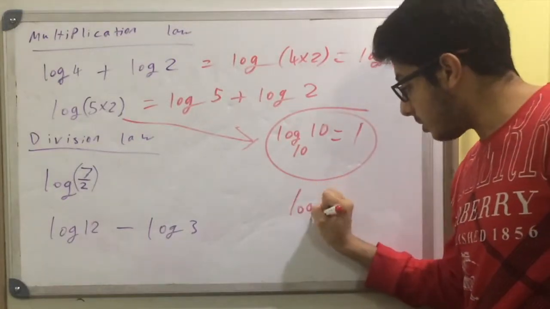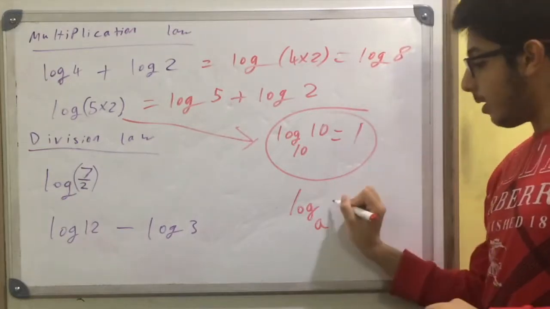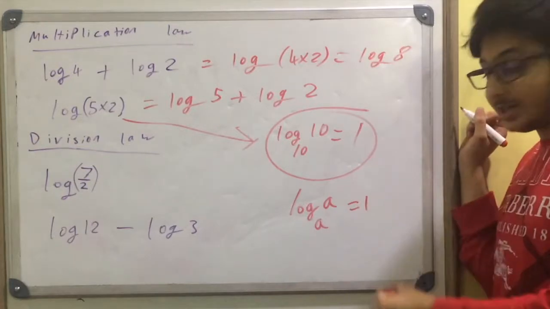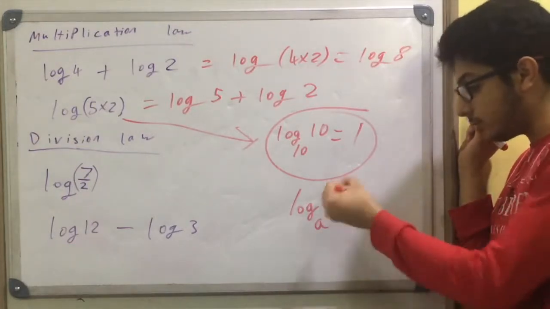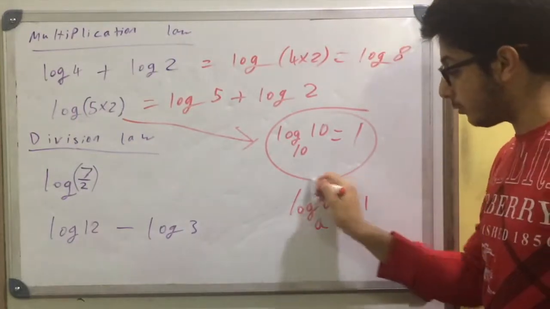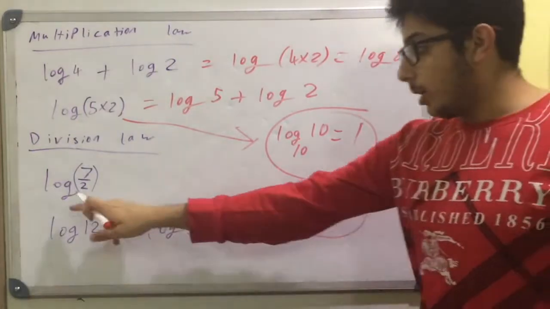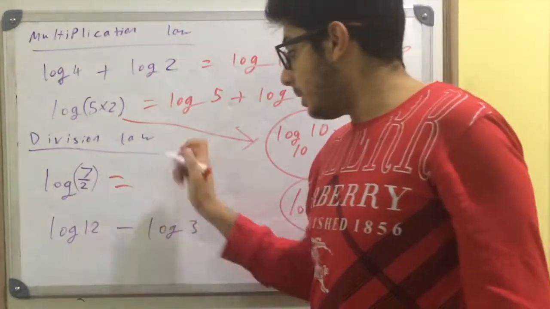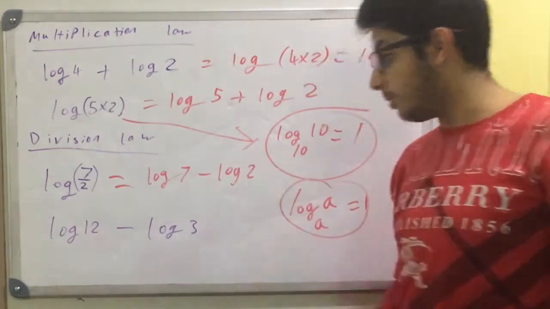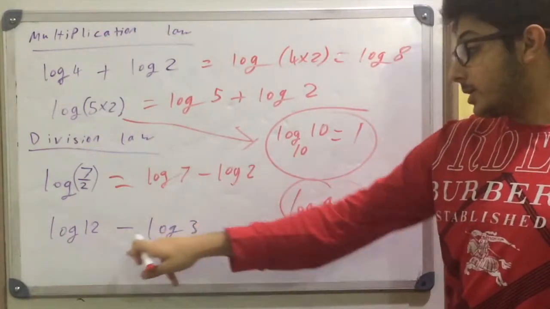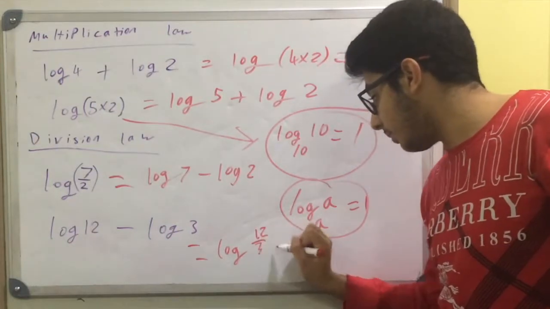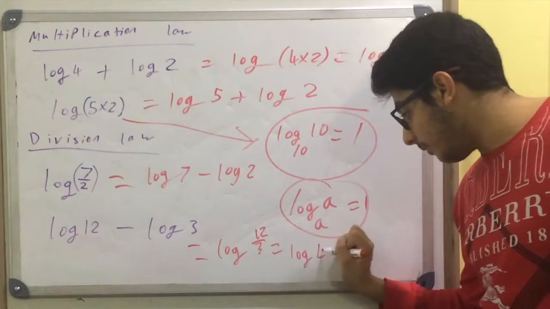Logarithm in any base of that same number is always going to be 1. What power do you have to give that number to get itself? You just put it to the power of 1. So that's also a rule you need to learn. Logarithm of 7 over 2 is equal to logarithm of 7 minus logarithm 2. Logarithm 12 minus logarithm 3 can be written as logarithm of 12 over 3, which is logarithm 4.